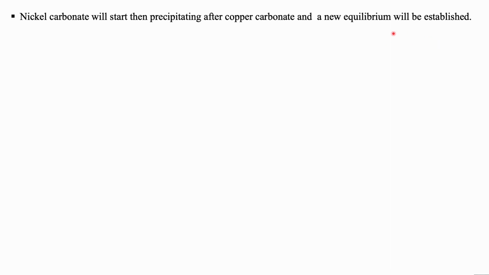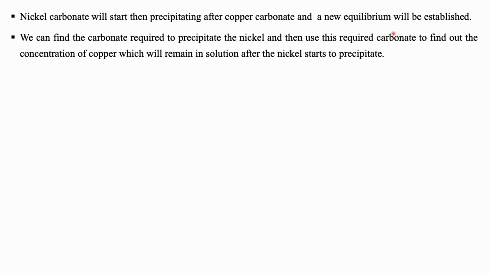From that equilibrium, we can determine how much copper will be remaining in the solution when the second ion, which is nickel, starts to precipitate. So if we can find the carbonate required to precipitate the nickel, the second ion to precipitate, then we can use the required carbonate to find out the concentration of copper that will remain in the solution after nickel starts to precipitate. That means we are determining the concentration of the carbonate to precipitate the second ion. Then we use that concentration to calculate how much of the first ion will remain in the solution. So now, what is the concentration of the carbonate required to precipitate the second ion?